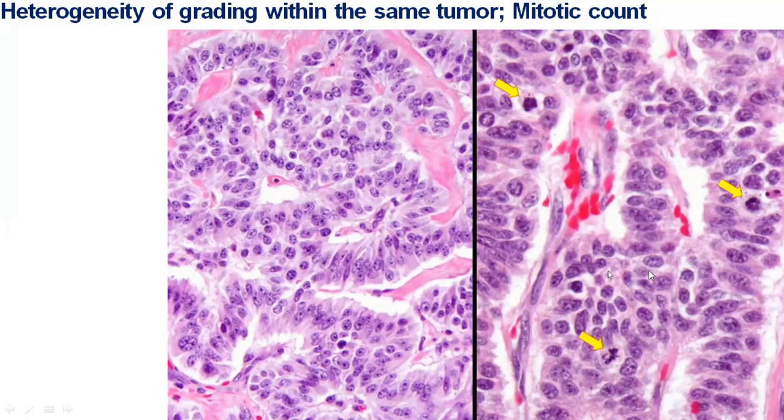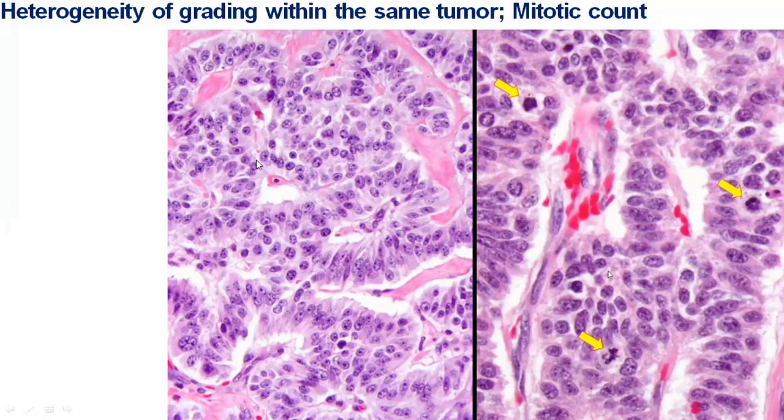There is no pseudoglandular type of architecture. It looks like a solid type of architecture with pseudostratification of the nucleus, and the stroma is not hyalinized, or the stroma is lost. And then we have readily identifiable mitosis. So this is one of the important examples where we have a spectrum within the same lesion.